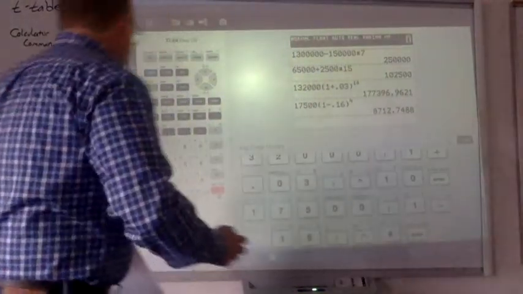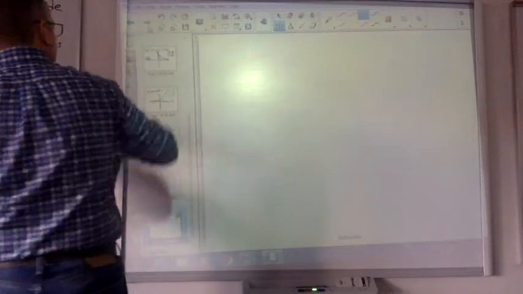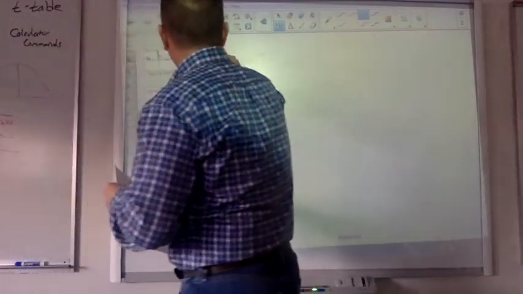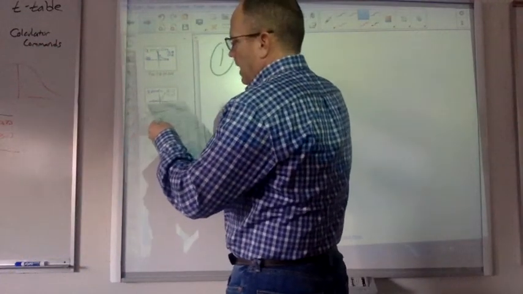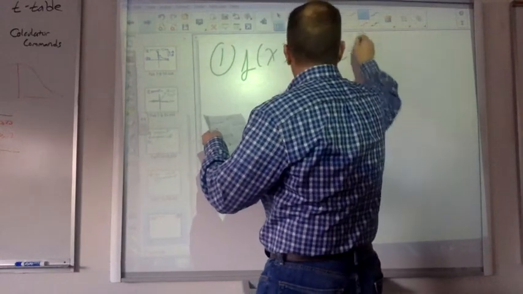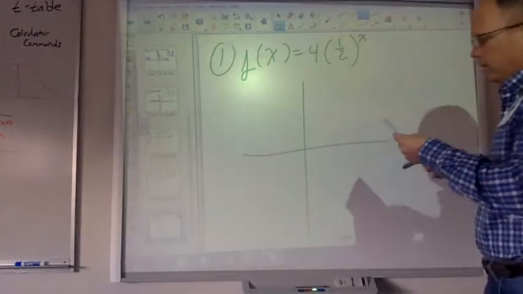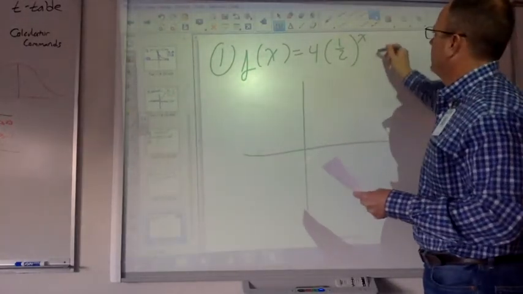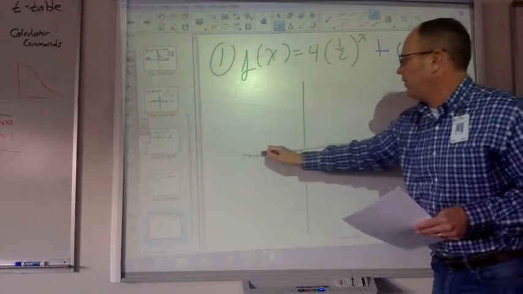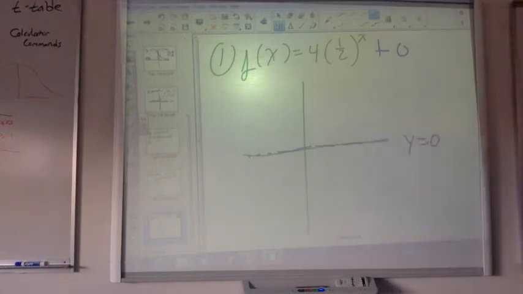You can jump back in, take a look at this if I went too fast, okay? But for sake of time, I just want to make sure I get through it. Problem number 1, we have f of x is equal to 4 times (1/2) to the x power. I want to graph it. First thing I'm going to do is I realize this is plus 0, so I have a horizontal asymptote right here, right? Agree?